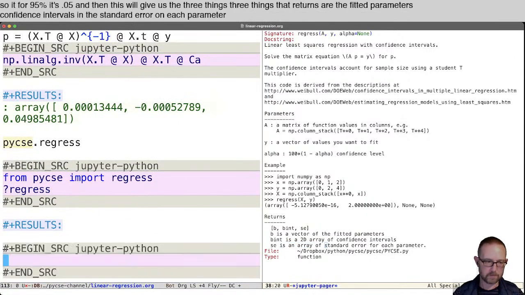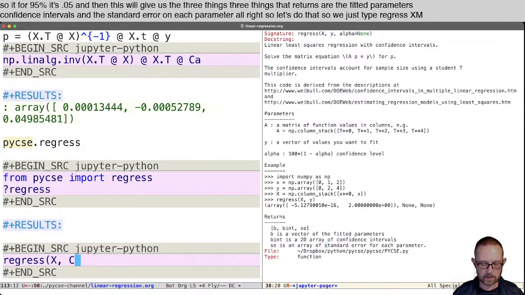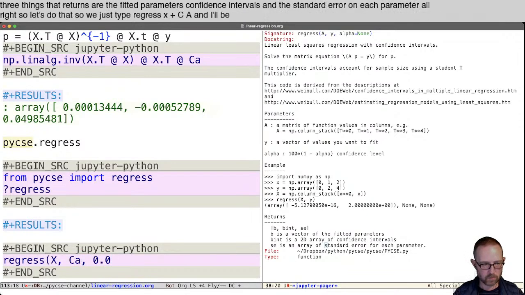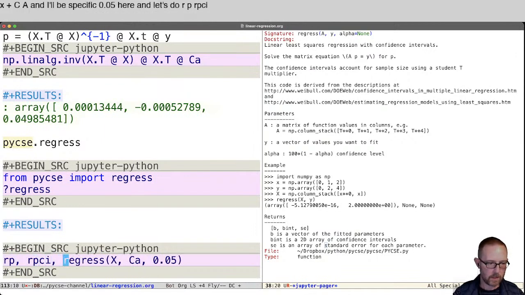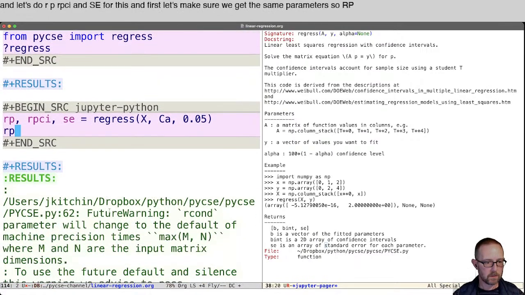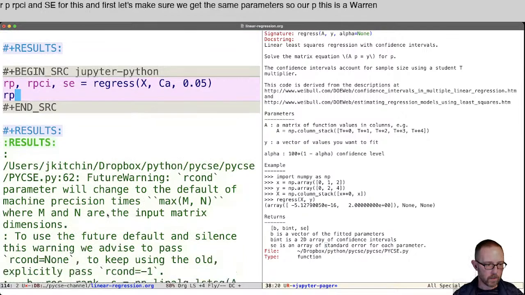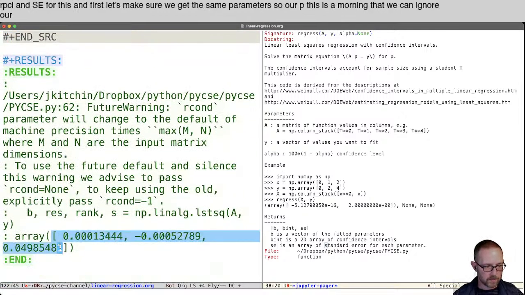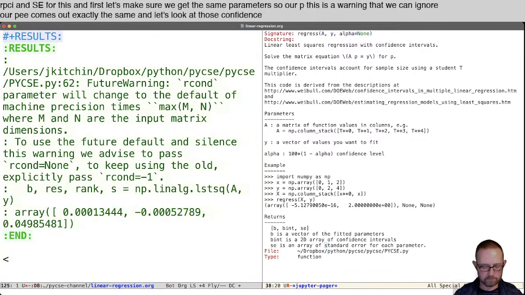All right, so let's do that. We just type regress, X and CA, and I'll be specific, 0.05 here. And let's do RP, RPCI, and SE for this. And first, let's make sure we get the same parameters. So RP, this is a warning that we can ignore. RP comes out exactly the same. And let's look at those confidence intervals now.